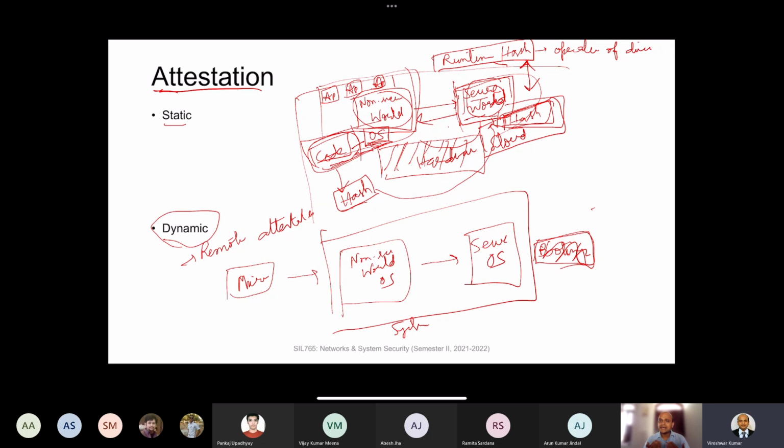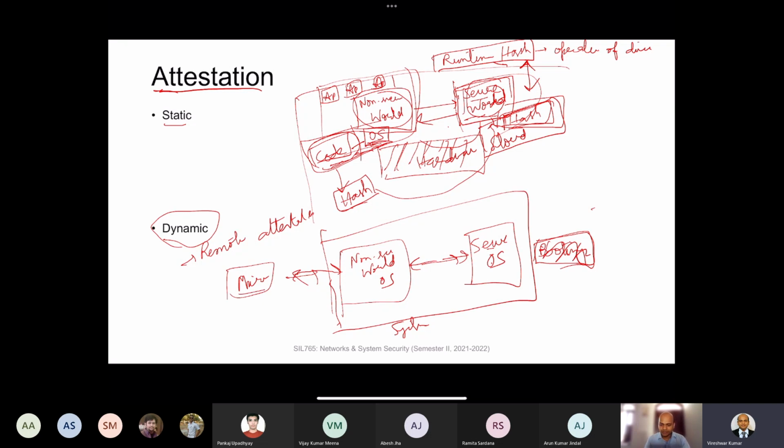What can happen is that Microsoft will be sending these updates on the internet. The interaction will happen through the non-secure world. The non-secure world is the only thing which is connected to the internet. The secure OS is not connected to the internet directly. It always interacts through the non-secure world.